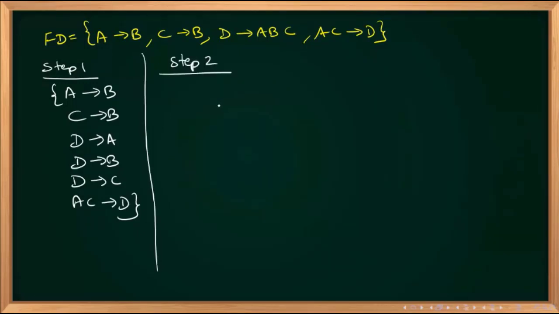Unnecessary attributes are present there in the LHS. We have only a single functional dependency which has more than one attribute. If there is only a single attribute, there is no point in thinking about unnecessary attributes. Okay, it should be there. We cannot minimize that one.